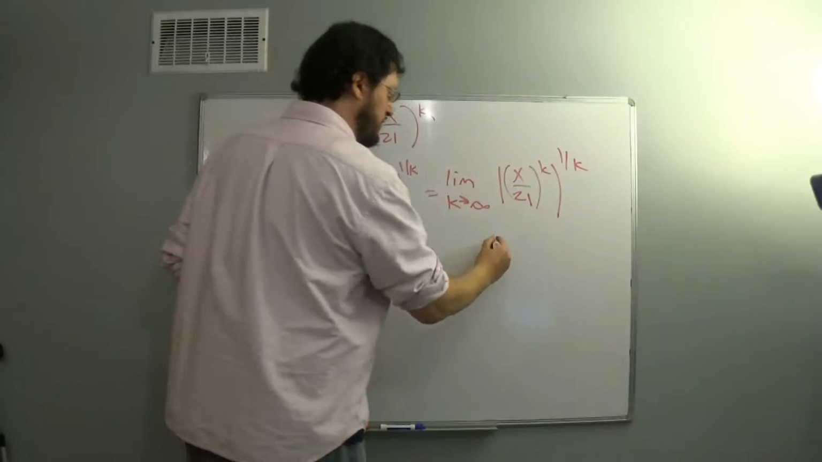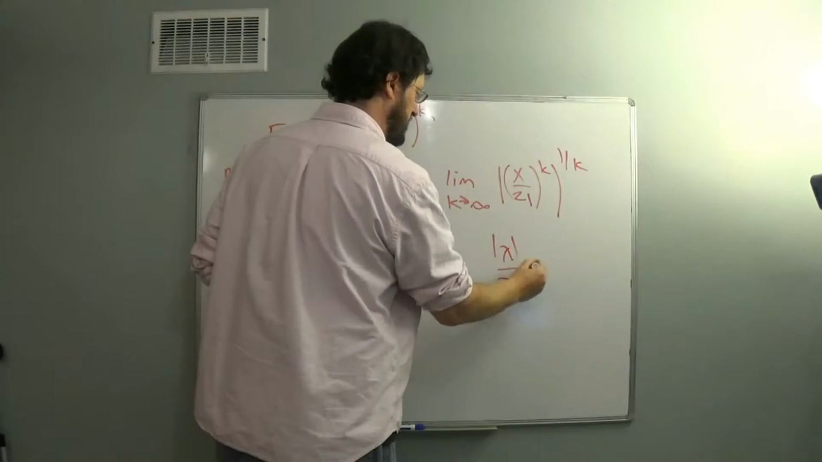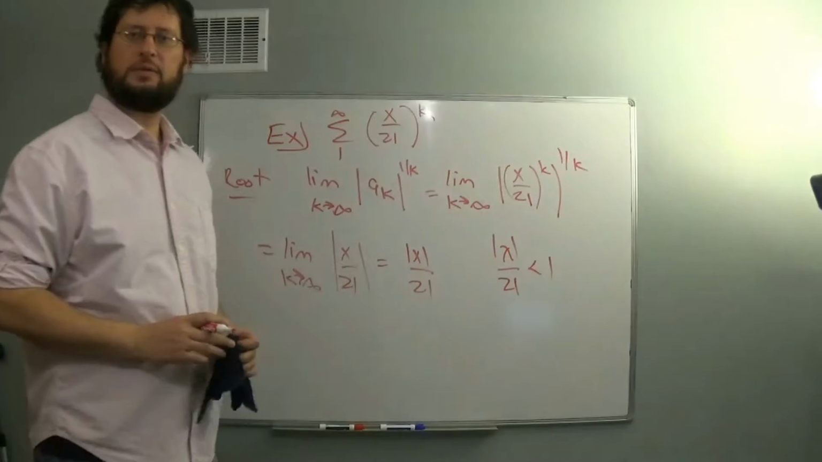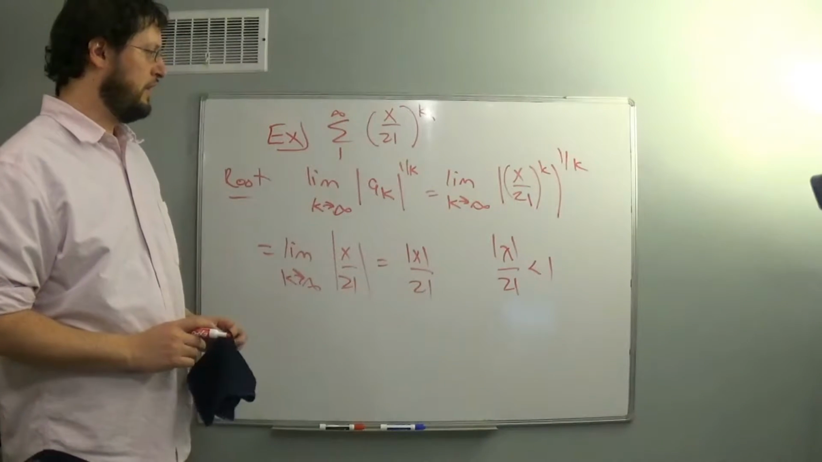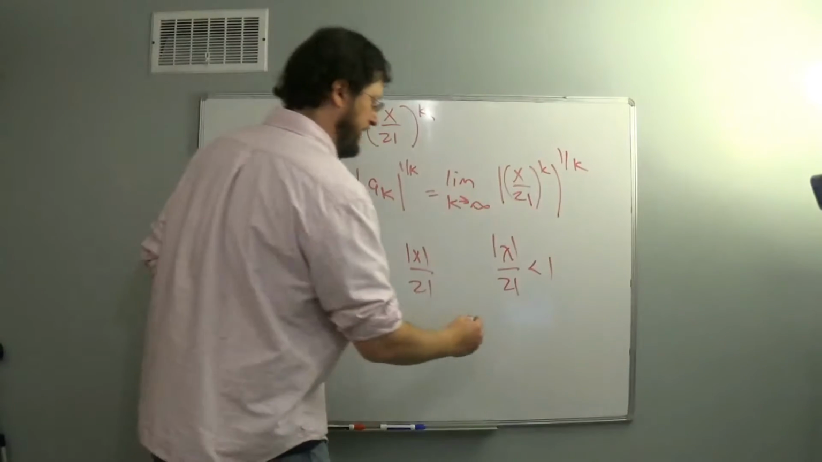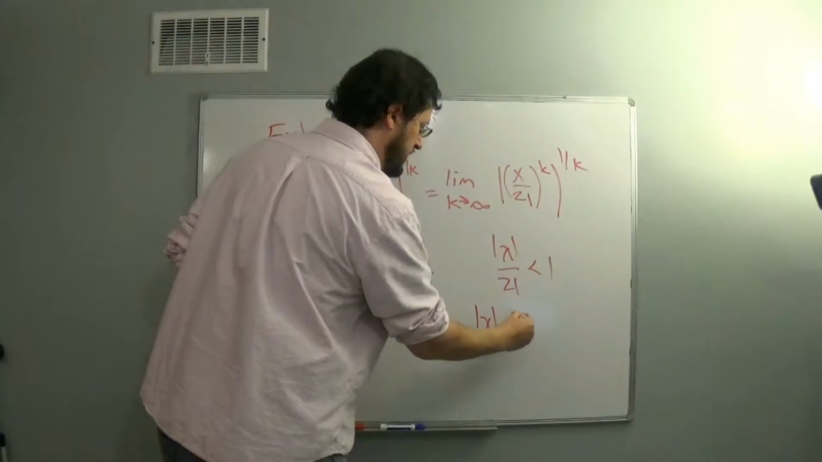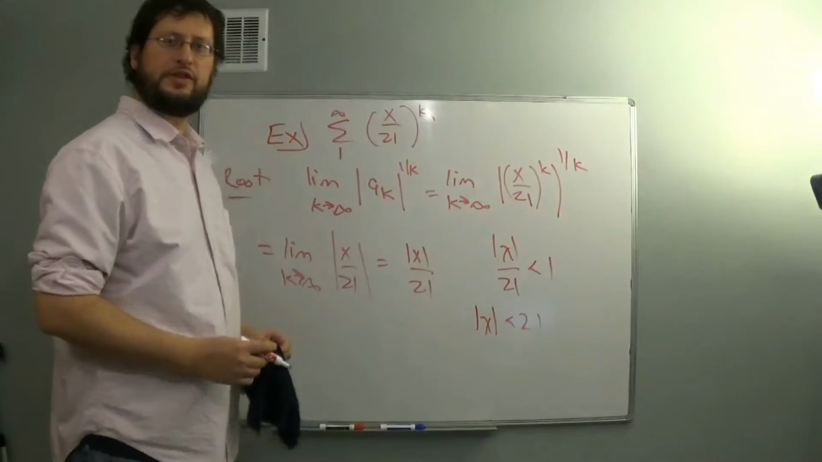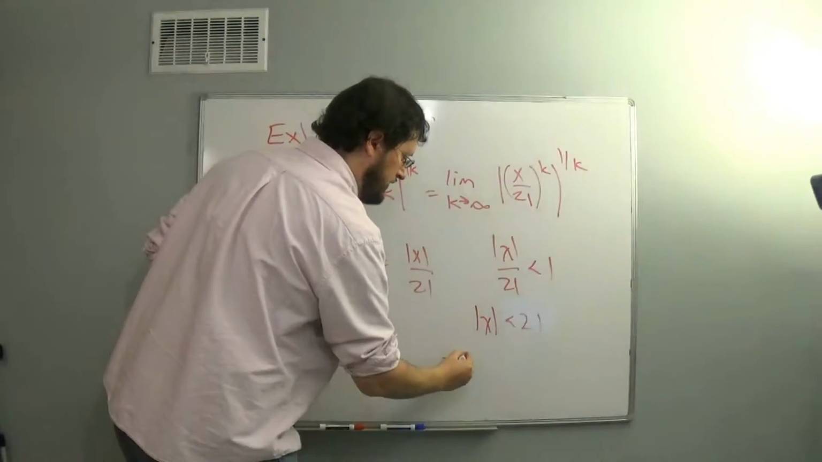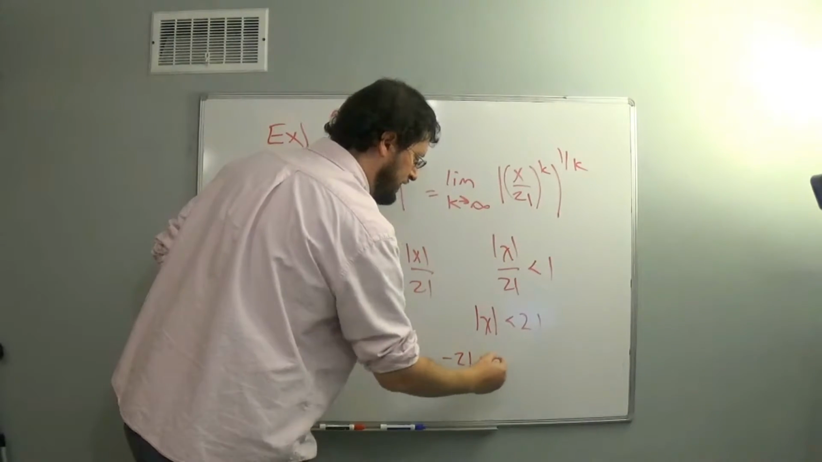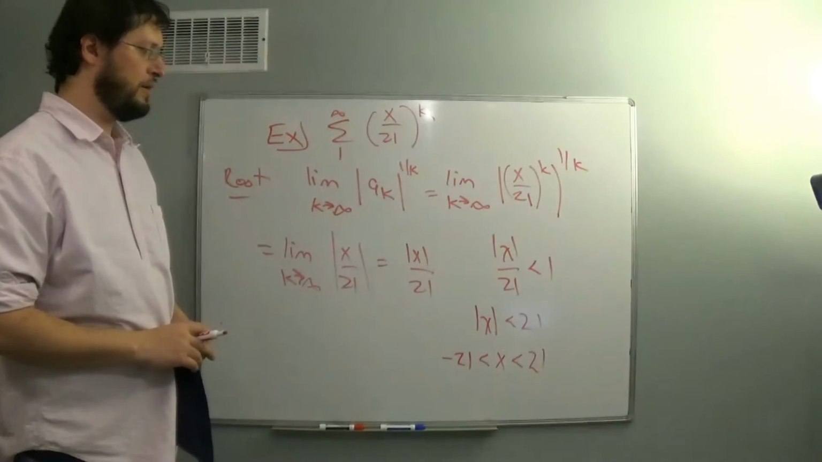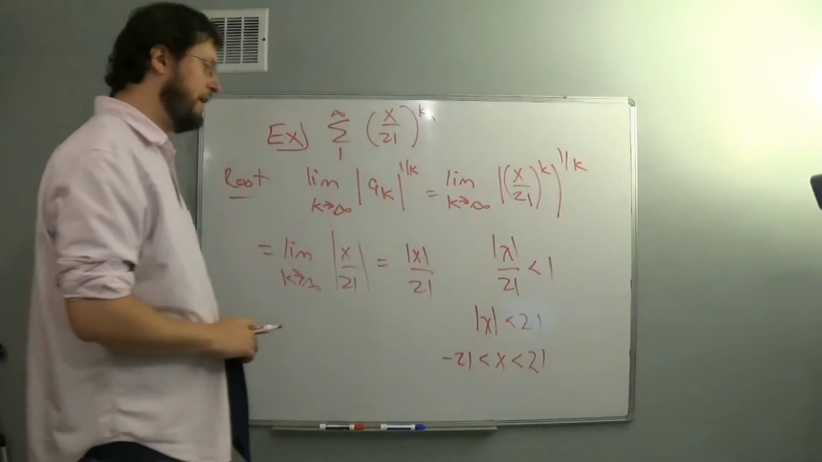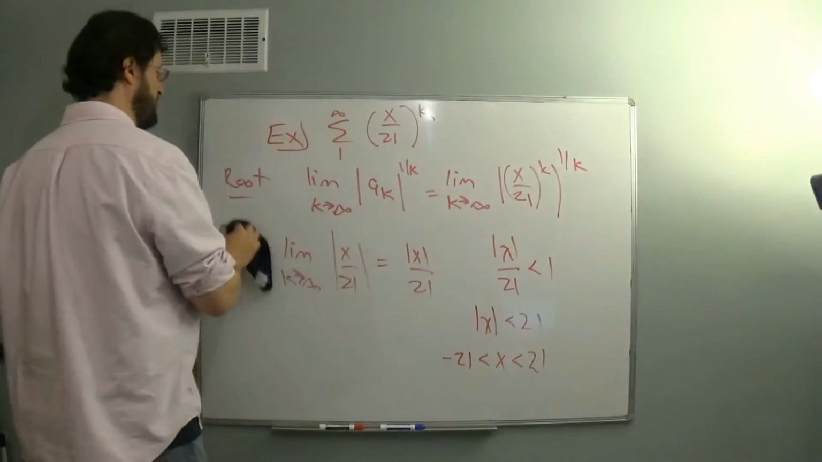Remember, what we need now is that limit to be less than 1. If that limit is less than 1, the series converges. If it's bigger than 1, the series diverges. That's the same thing as saying the absolute value of x is less than 21. And then just like some of our previous thinking, this is like saying negative 21 is less than x is less than 21. So the radius of convergence is 21.